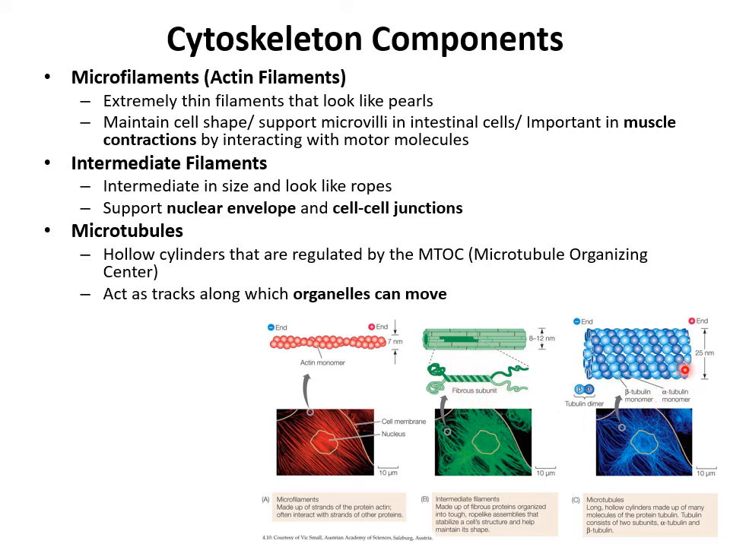And then microtubules are the thickest, but they are hollowed out cylinders, and they form these tracks in the cells for organelles to move around on. Again, all three are involved in movement in the cell and in maintaining the shape of the cell.